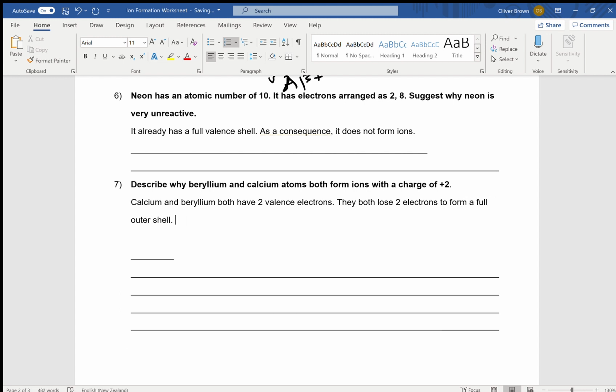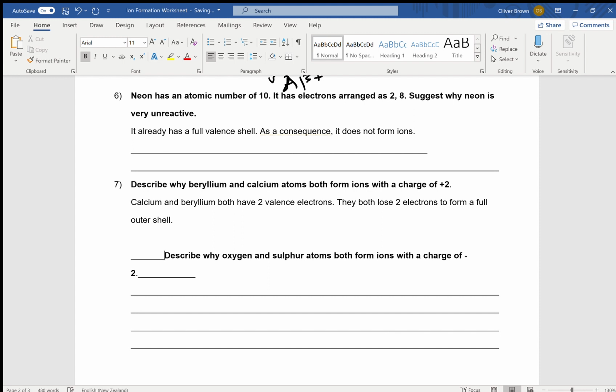And when you lose those 2 electrons, that is a loss of 2 negative charges from the atom. And so the consequence of that, if you lose 2 negative charges, you now have 2 more protons than you do electrons, and so you have a charge of +2.